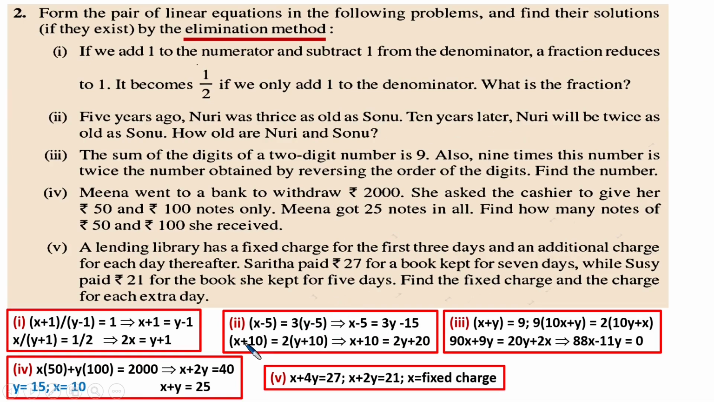And 10 years later, that is x plus 10, Noori will be twice of Sonu. That is twice of, after 10 years, y plus 10, into twice. So you get another equation. So then by elimination method, kindly solve this and get x and y.